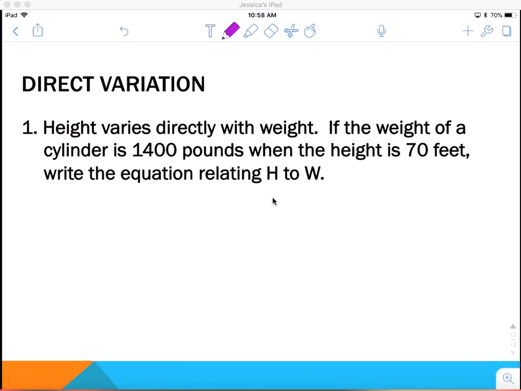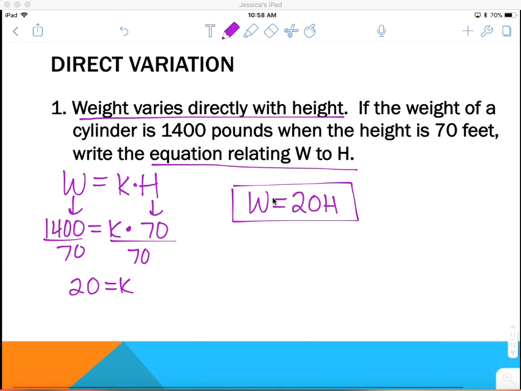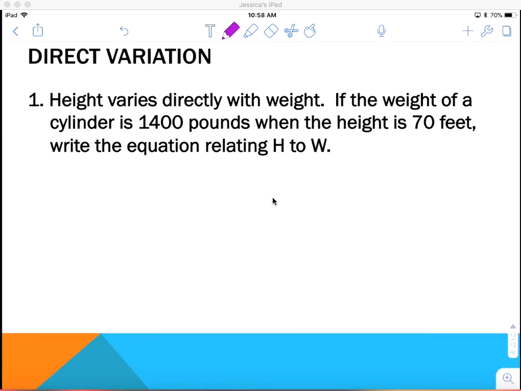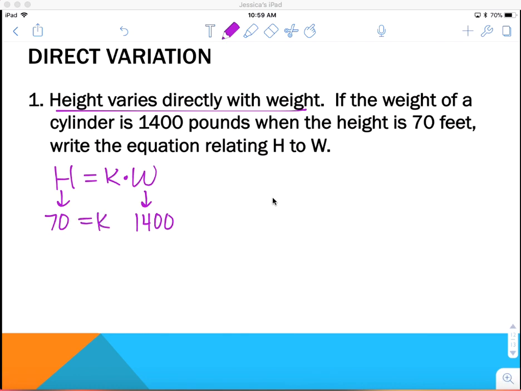Our last problem looks very similar to the one we just did, but instead the last problem said weight varies directly with height. This one says height varies directly with weight. So this time, instead of W equals, we are going to use H equals. This does make a difference in your equation, so you have to read carefully. If the weight is 1400, when the height is 70, here's how this changes things a little bit.